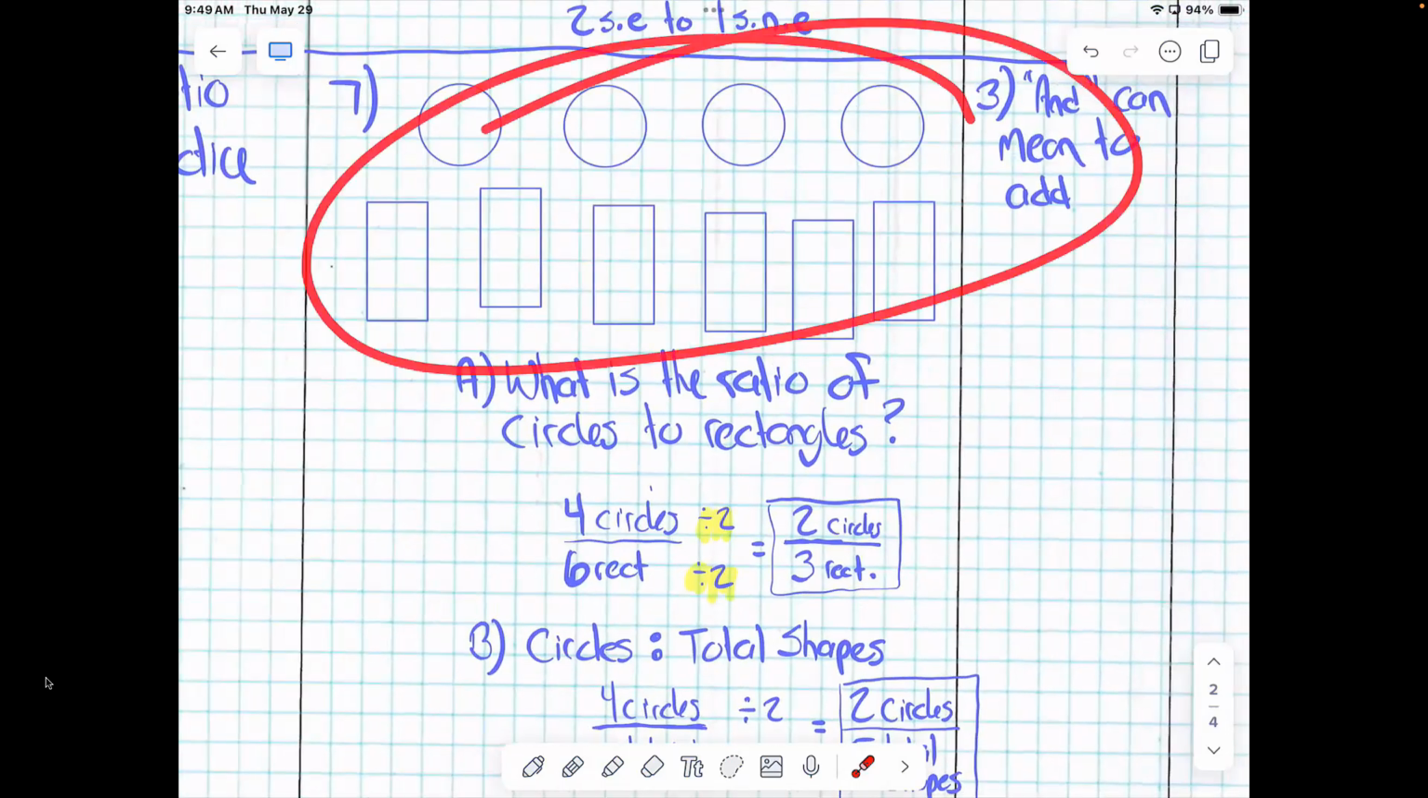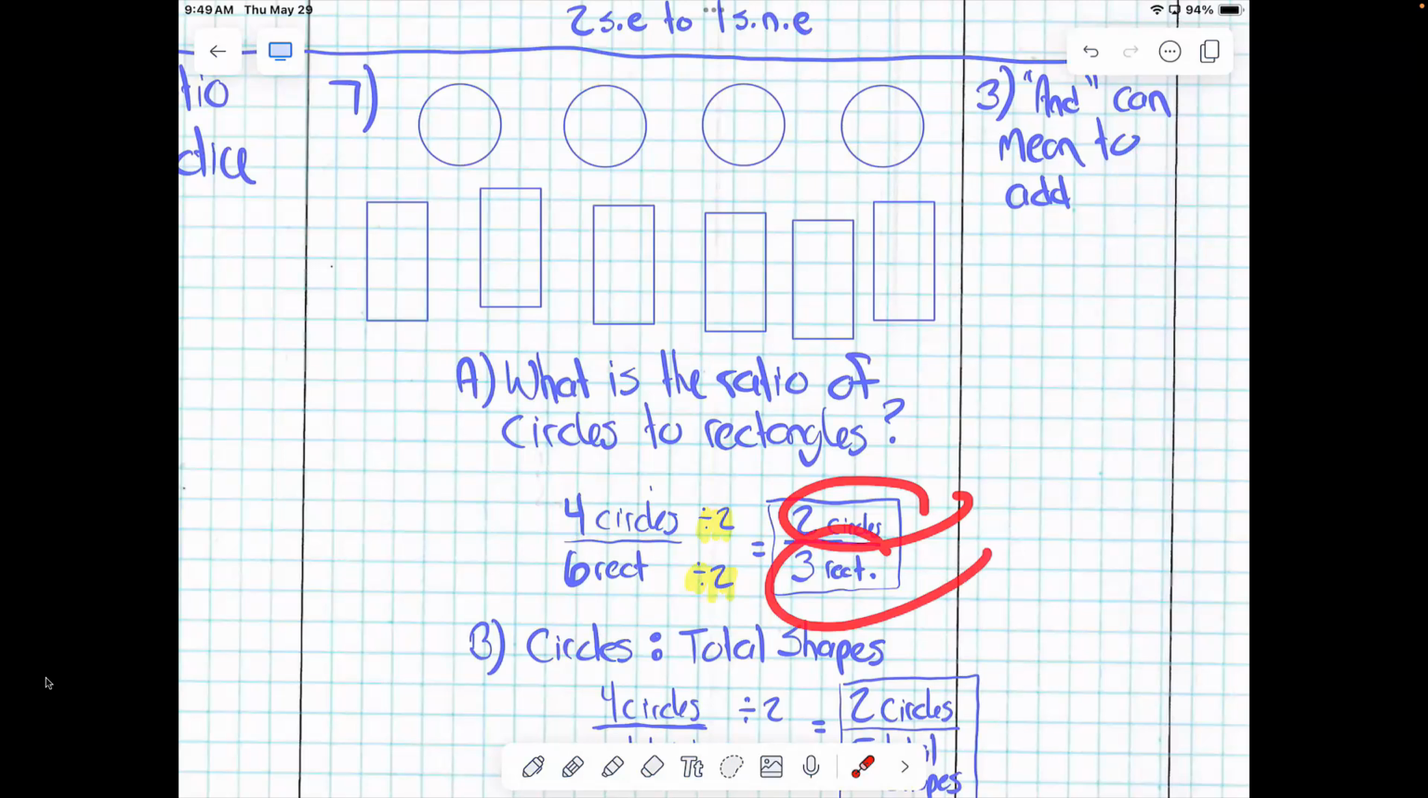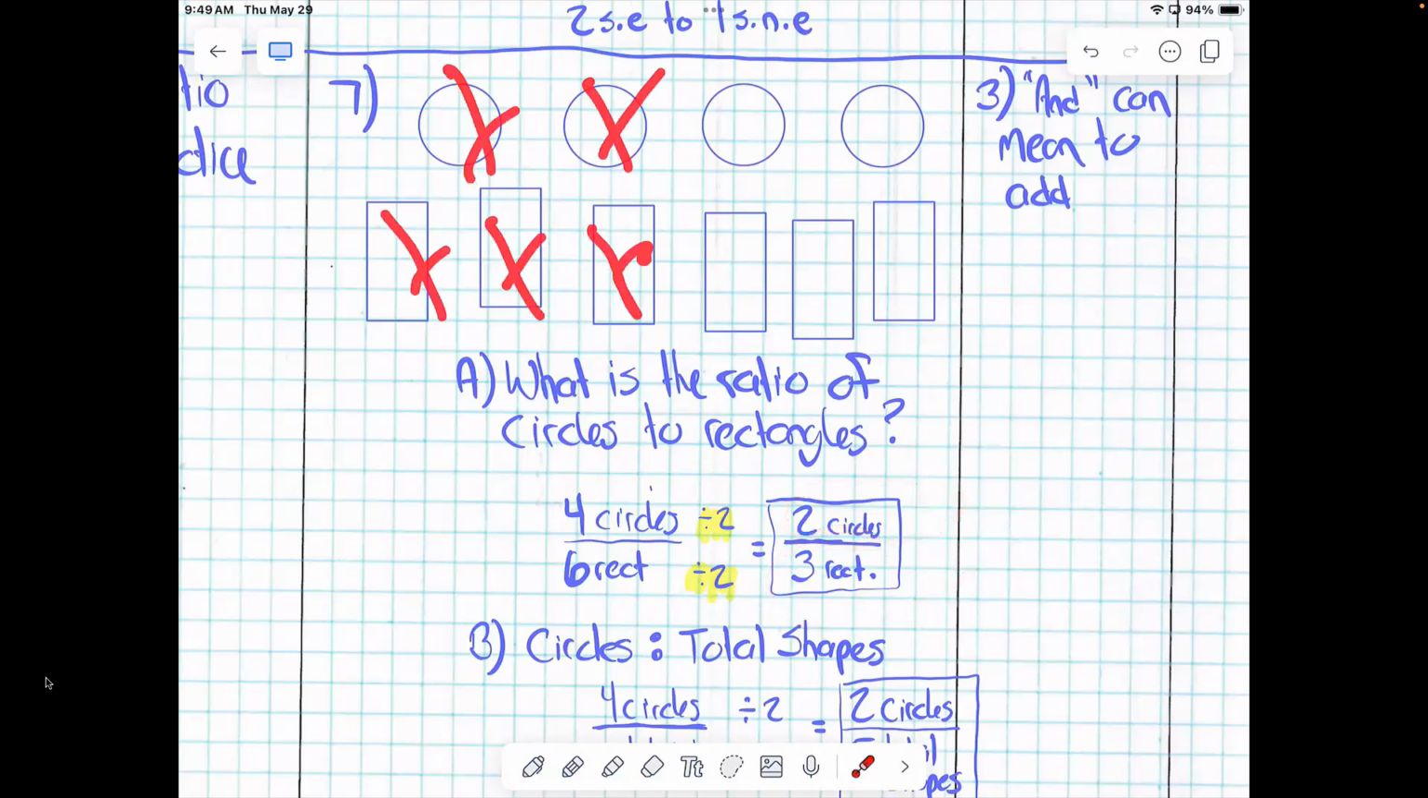See these guys right here? Why is this wrong? You can't say there are 4 circles to 6 rectangles as a ratio because you have to simplify ratios, right? We say for every 2 circles, there are 3 rectangles, right? Watch. 1, 2 circles. 3 rectangles. There we go. 2 more circles. How many more rectangles? 3.